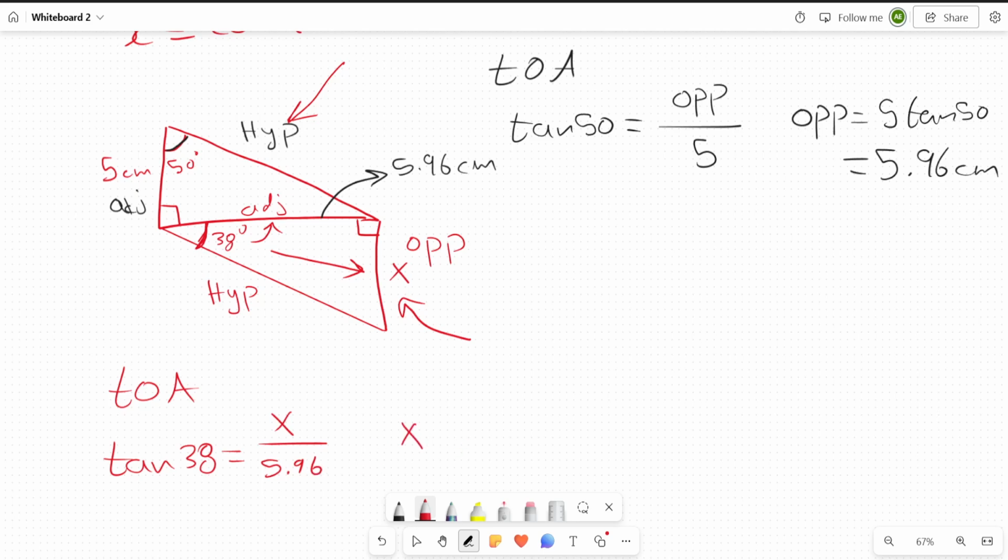5.96. Solving for x, I will multiply 5.96 to both sides. X will become 5.96 multiplied by tan 38. If I plug this on the calculator, I will find the answer for x is 4.66 centimeters.